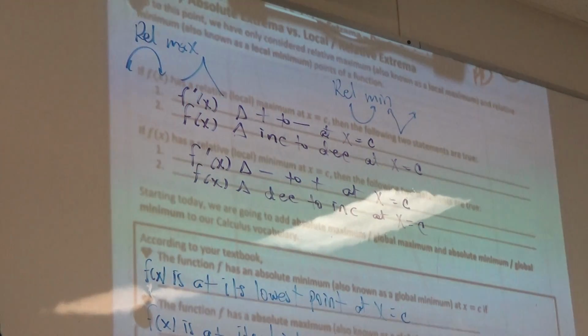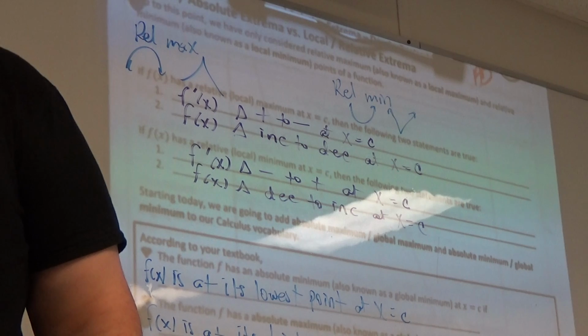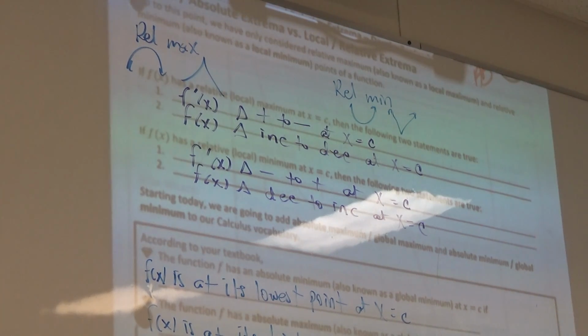Any questions about absolute max or absolute min? Does this just basically make sense? Yeah. Right, like this is how you would define it. Absolute max, it is the highest point. Absolute minimum, it's the lowest point.